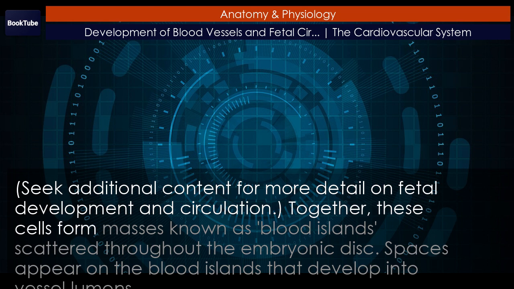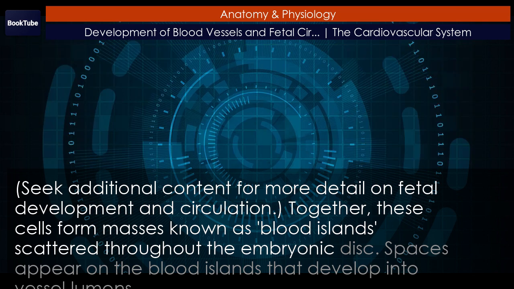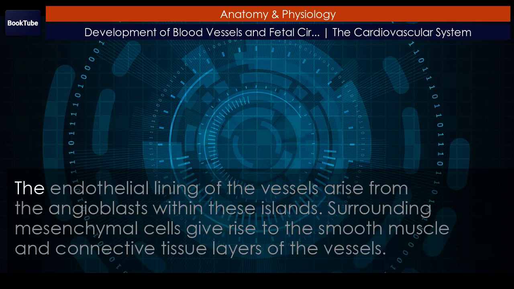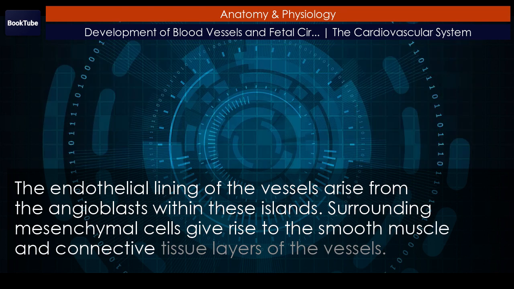Together, these cells form masses known as blood islands, scattered throughout the embryonic disc. Spaces appear on the blood islands that develop into vessel lumens. The endothelial lining of the vessels arise from the angioblasts within these islands. Surrounding mesenchymal cells give rise to the smooth muscle and connective tissue layers of the vessels.